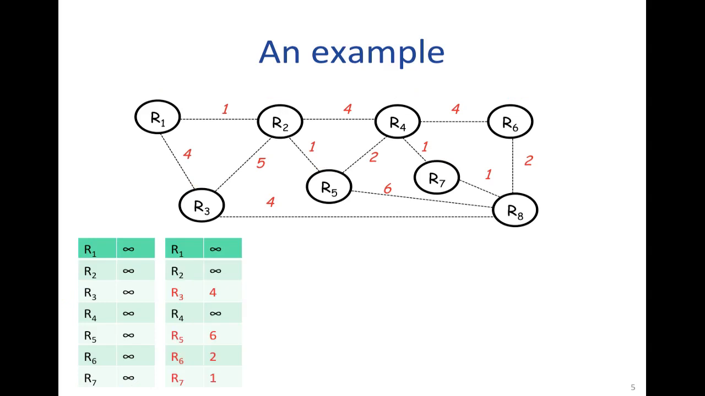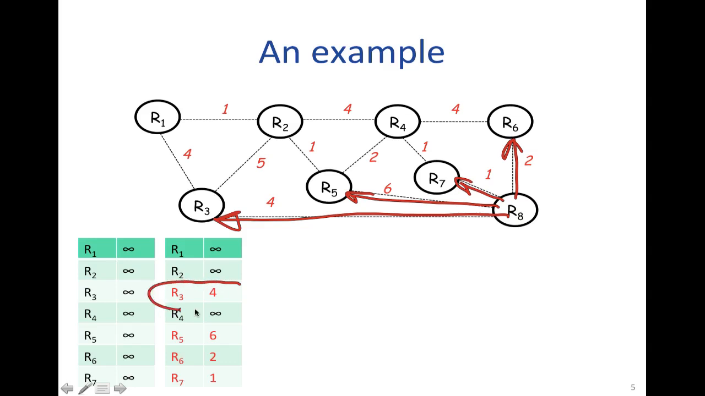So in the next step, that information is going to propagate outwards from R8. This information here is going to tell us in that first wave that R8 can be reached in one hop from these routers. R3 is going to learn that it can get there in 4. That's over the direct path. R5 will learn it can get there in 6. R6 over here will learn that it can get there in 2. And R7 will learn that it can get there in 1. So they're the costs in that first step.